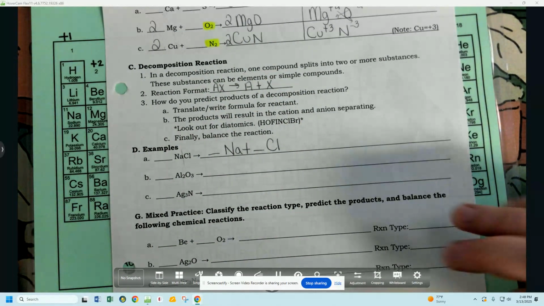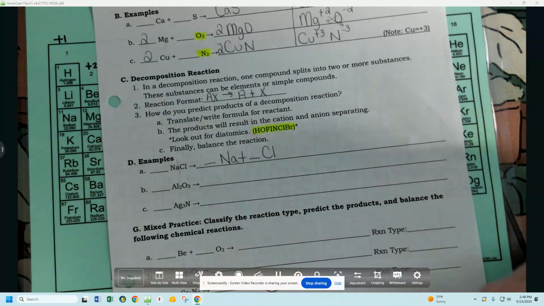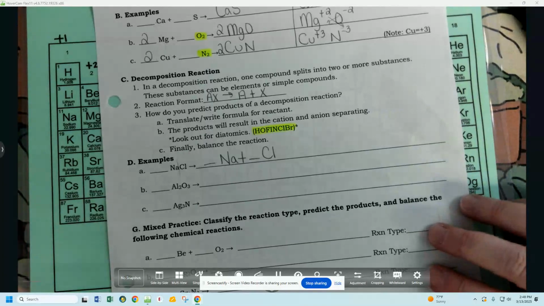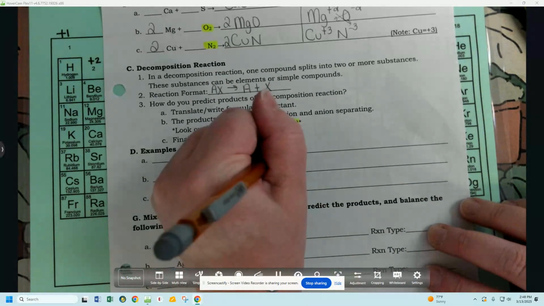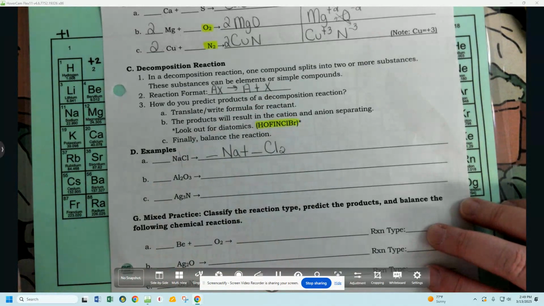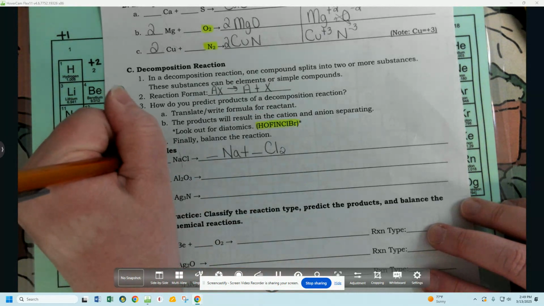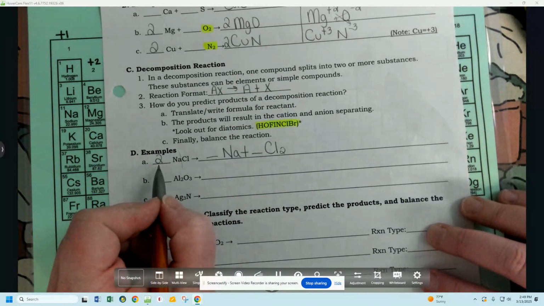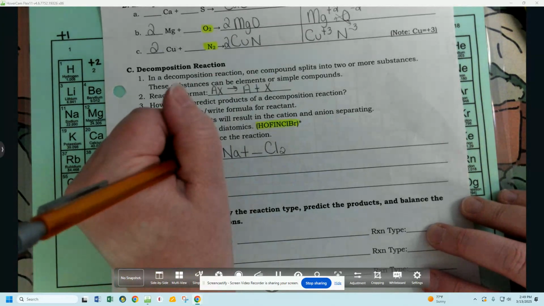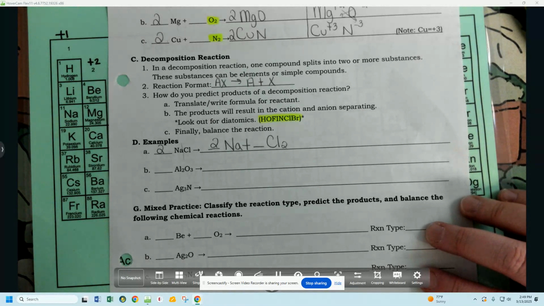The thing you have to be careful about when predicting products of a decomposition is you've got to look out for those Hoffenklebers again. Sodium is not one of the 7. Chlorine is. Chlorine gets a subscript 2. Sodium will not. We have 2 chlorine on the product side, so I need a 2 on the reactant side to take care of the chlorine. That then changes my sodium to 2, and a 2 is needed there, and now I am balanced on my reaction.